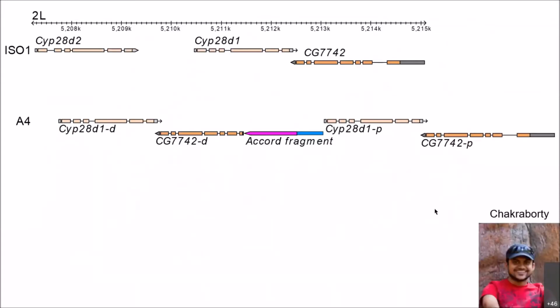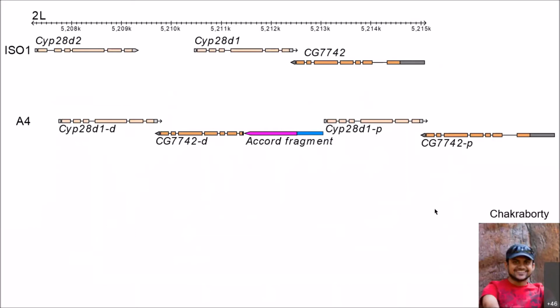This is one of my favorite examples. I'm just marching through some of the interesting examples that we found. On the top, ISO1 has one gene, CYP28D1, but on the bottom, you'll see CYP28D1 proximal and CYP28D1 distal. So you'll have 2 of these.